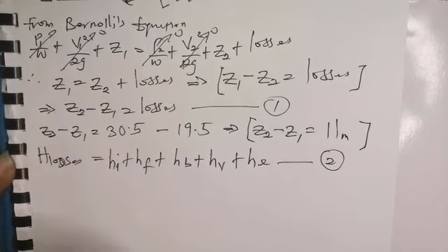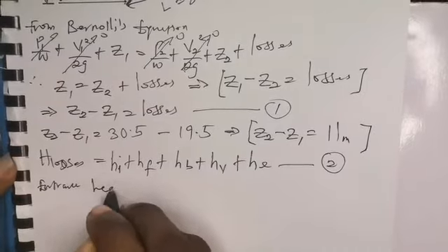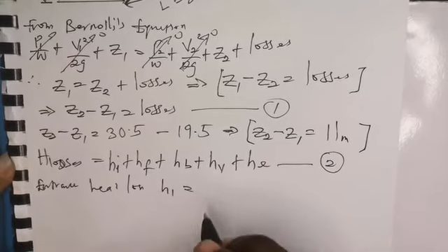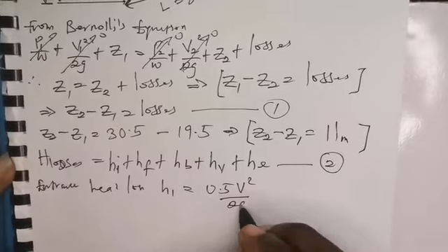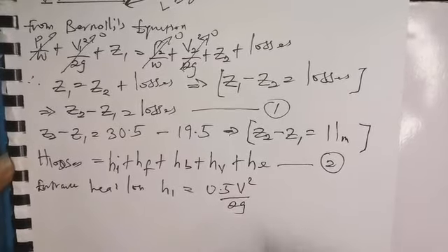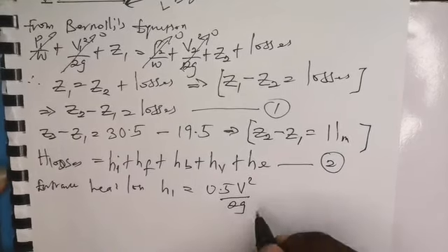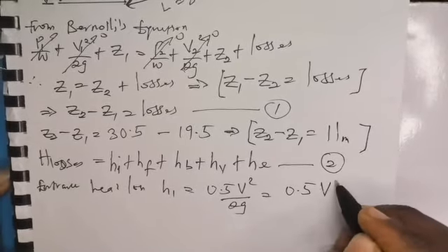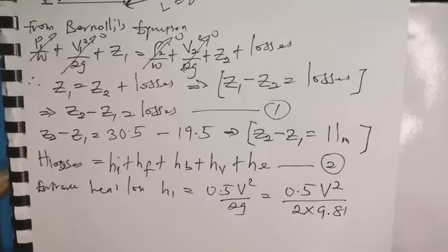The first is entrance head loss, which is H1. H1 can be found using the equation 0.5 V squared all over 2g, where g is gravity, which is 9.81 meters per second squared. Therefore, this is equal to 0.5. V is unknown, so keep it as V squared all over 2 times 9.81.